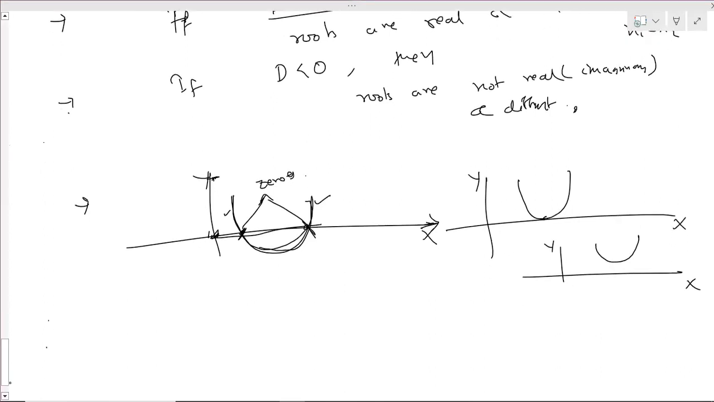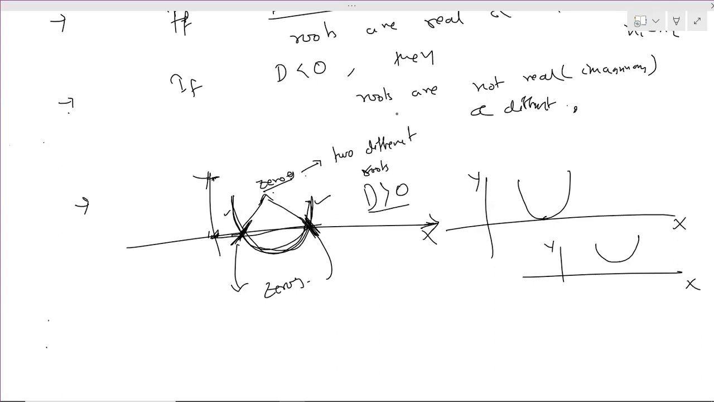So wherever the graph cuts the x-axis, those are called the zeros. Here we can see it is cutting at 2 points, so we have two different roots. So here we can say the discriminant will be positive. Here it is touching the x-axis, that means only a single point. So can I say here the discriminant will be 0? Because there is only one root, that means two roots are equal.